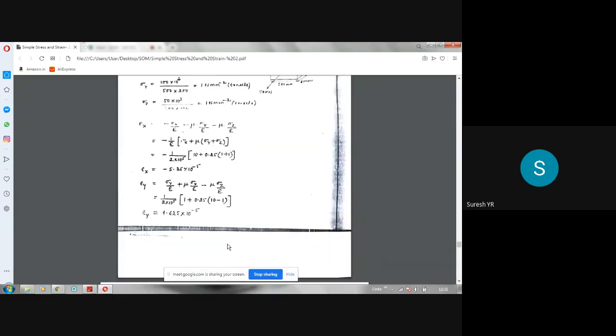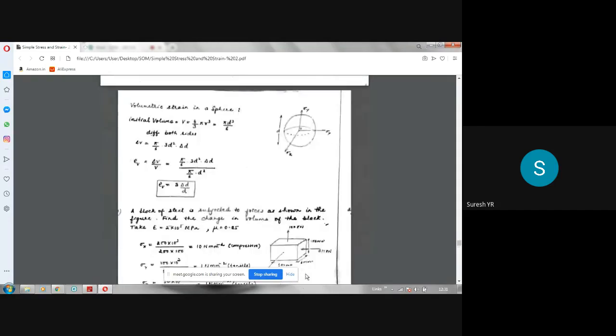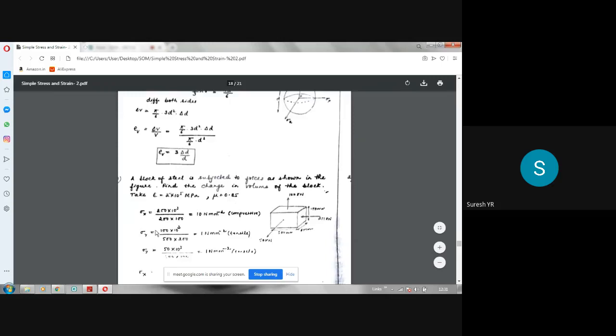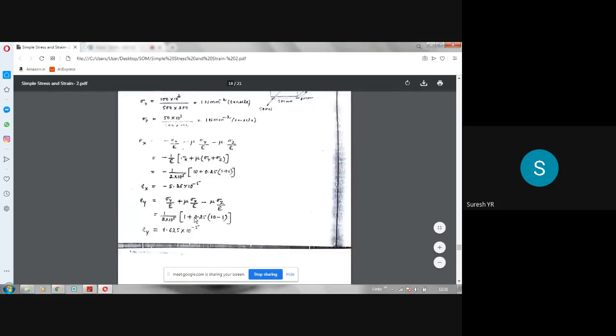And sigma y is tension in the y direction. Therefore, it should be compression in the z direction. So the lateral strain is minus mu into sigma y by E. Now, once again, you substitute the values and simplify. You will get Ez. So Ex, Ey, Ez are all calculated using the generalized Hooke's law. These three equations represent the generalized Hooke's law.